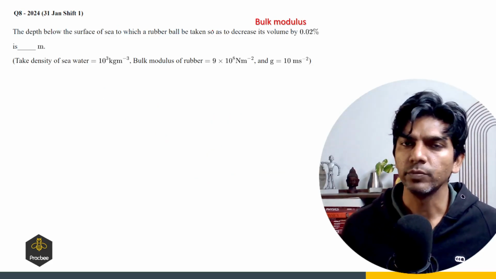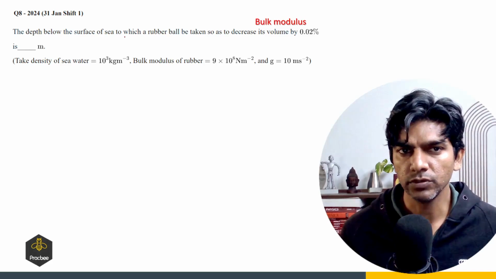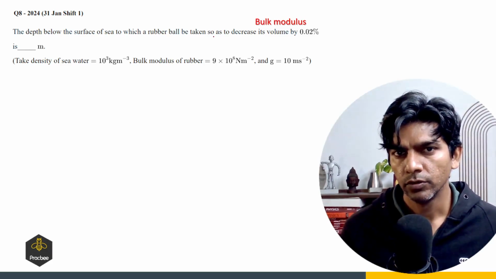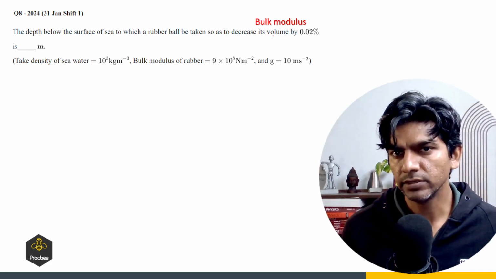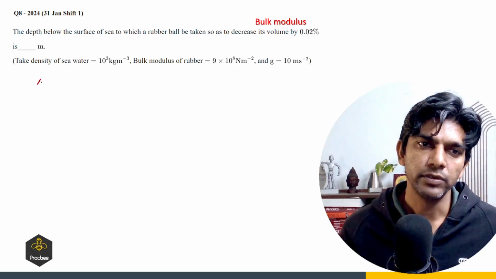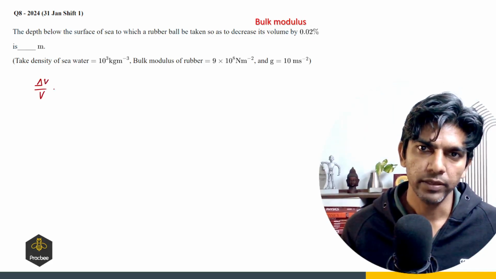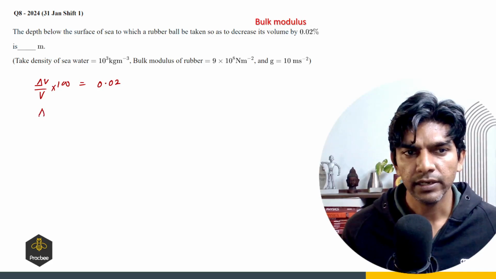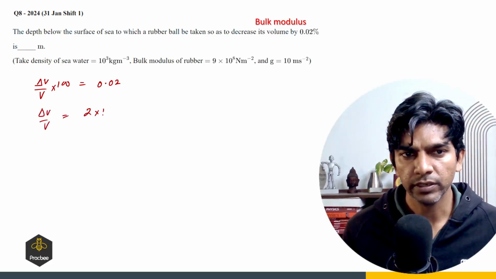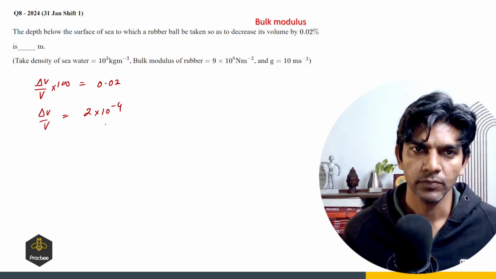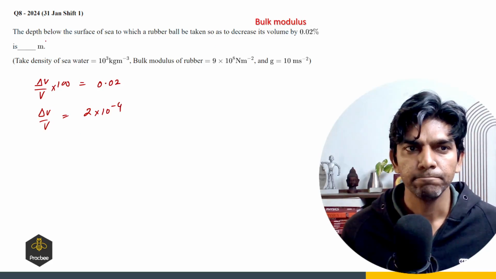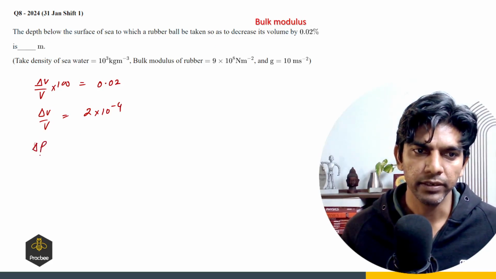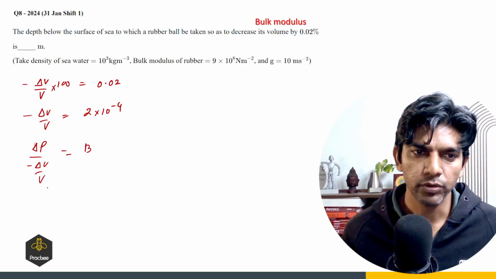Right. So let us see the next question based on the same problem type. The depth below the surface of the sea to which a rubber ball is to be taken so that its volume decreases by 0.02%. So delta V by V into 100 is given as 0.02%, right? So we can say delta V by V can be written as 2 into 10 raised to power minus 4. And we have to find the depth. So we can say delta P divided by minus delta V by V. Let me put a negative sign here. Will be equal to the bulk modulus.